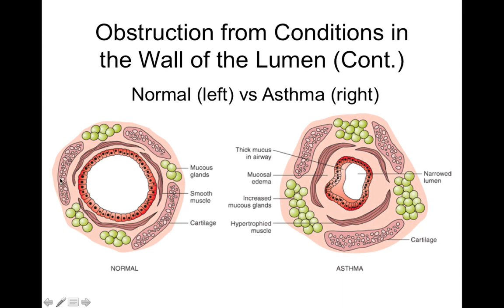So on the left, we're seeing a normal airway where you have some mucus glands, you got some cartilage here that's going to support the airway, you have some smooth muscle in here, and then you have your pseudostratified ciliated columnar epithelium. And the airway has a fairly large lumen here.